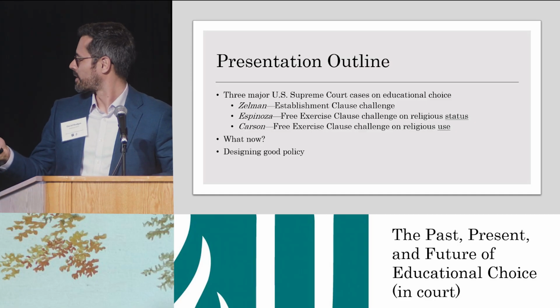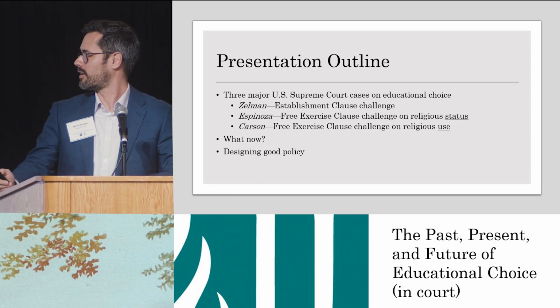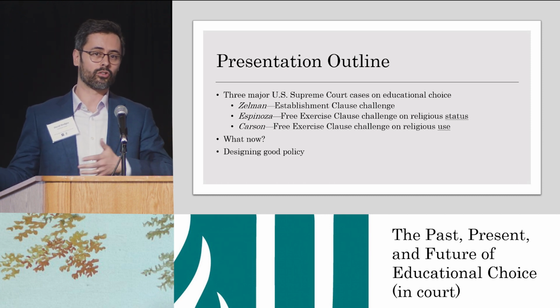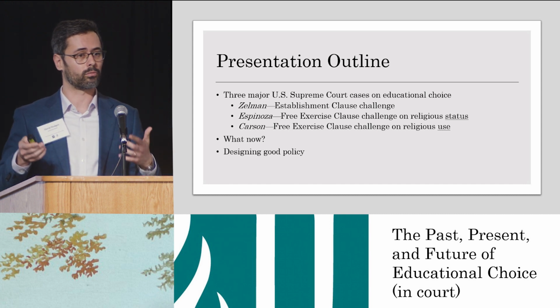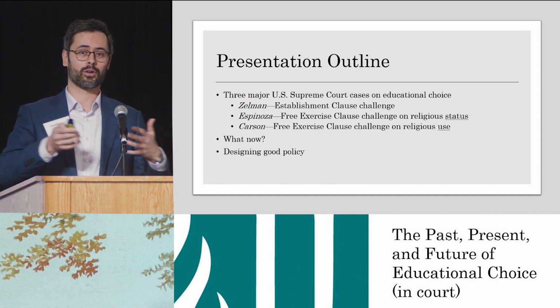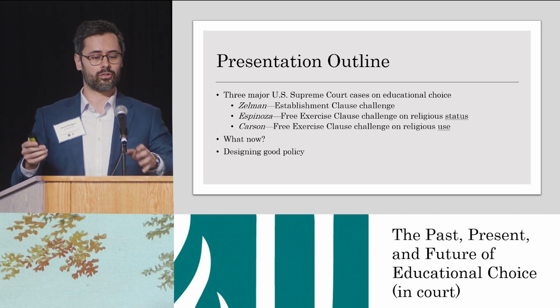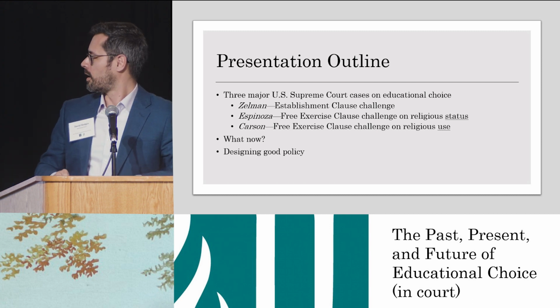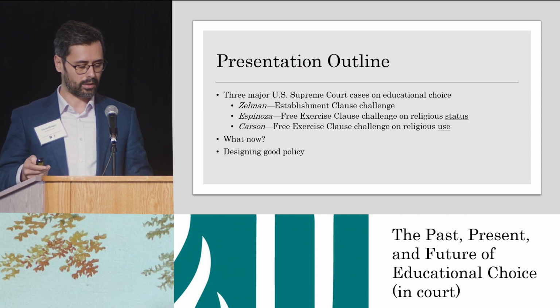So the presentation is going to go over several issues. The first is the major US Supreme Court cases on educational choice. These go back about 30 years, right back to the founding of IJ. And you'll learn through this that the history of IJ is also the history of educational choice. We're going to talk about three major educational choice cases that came before the US Supreme Court. We'll talk about what's going on right now, and then we're going to talk about how to design good policy.